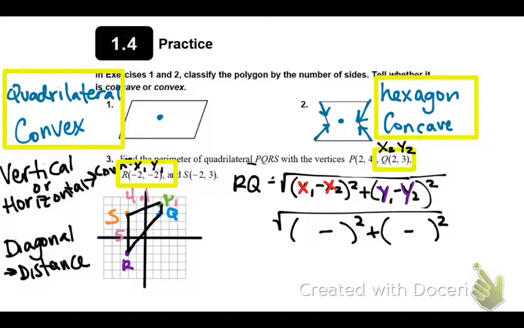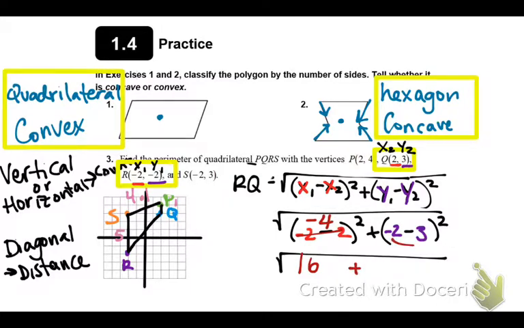All right, what is the first x? Negative 2. And the second x? 2. My first y? Negative 2. And then my second y? 3. Minus 2, minus 2. Negative 4. Negative 4 squared is 16. Minus 2, minus 3. Negative 5. Negative 5 squared is? Add them together. 41. Which is about 6.4.